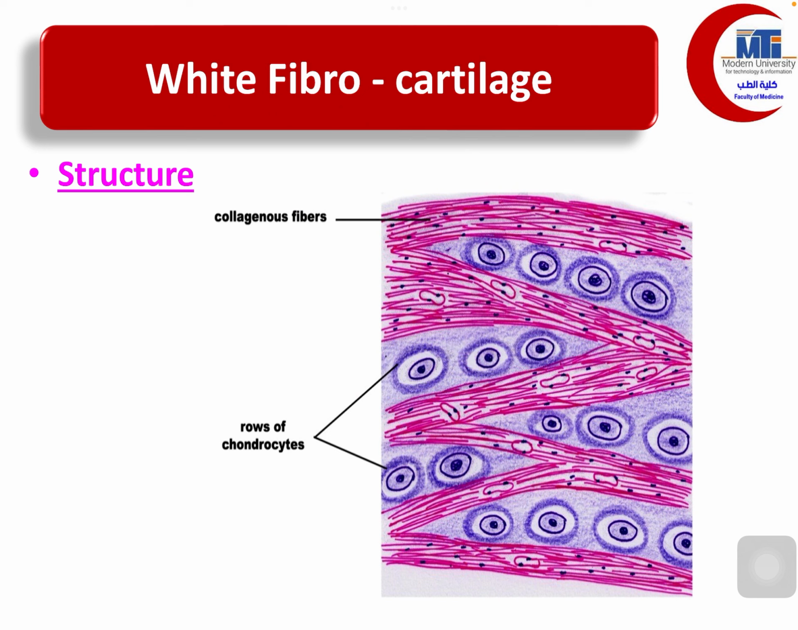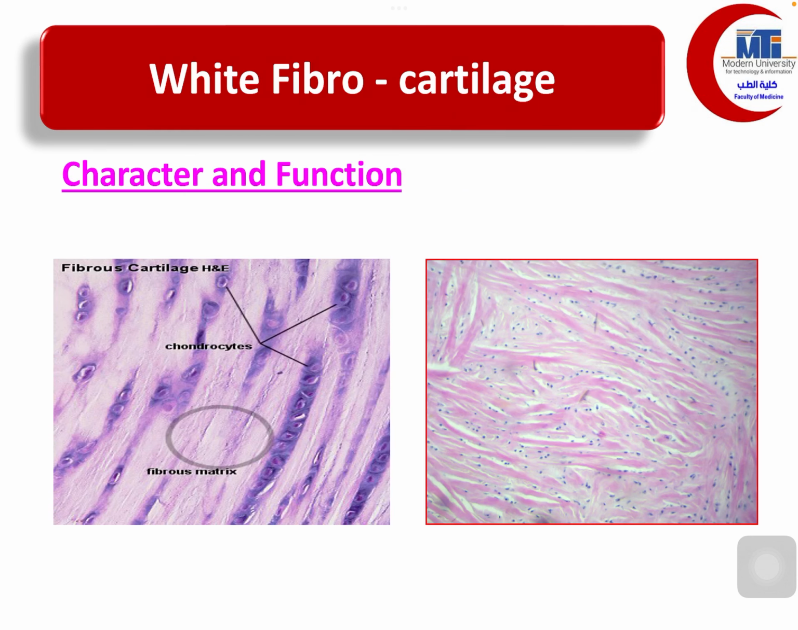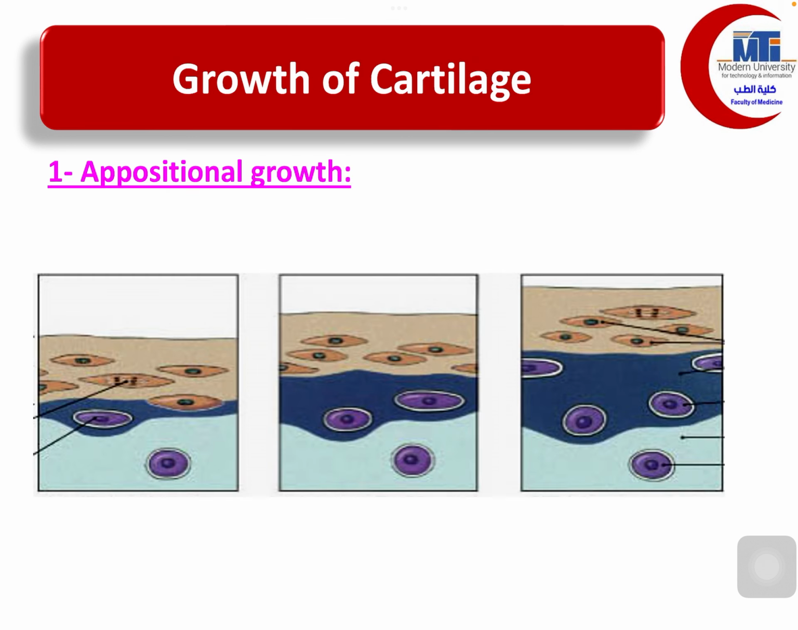And we can also see from this structure that there is no outer covering, the perichondrium, of the cartilage. It is not present in this type of cartilage, as we mentioned before.